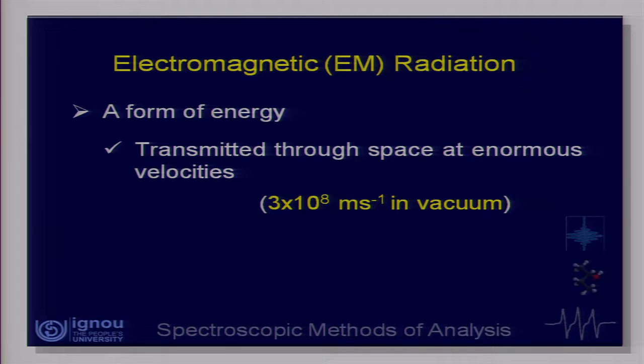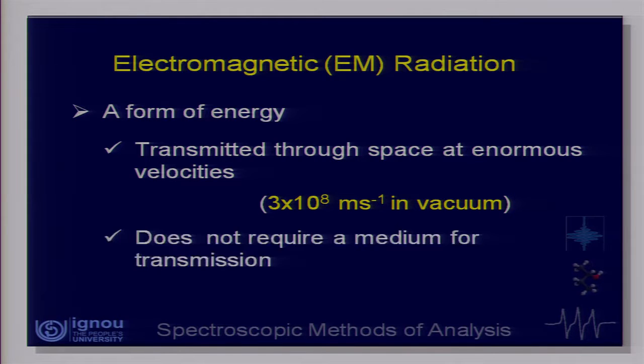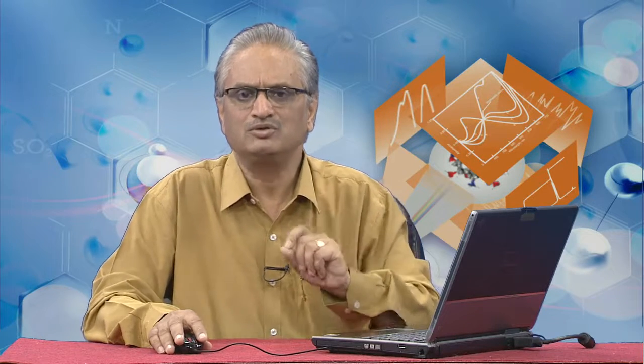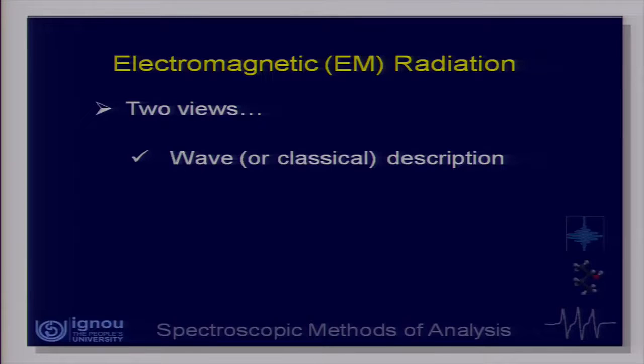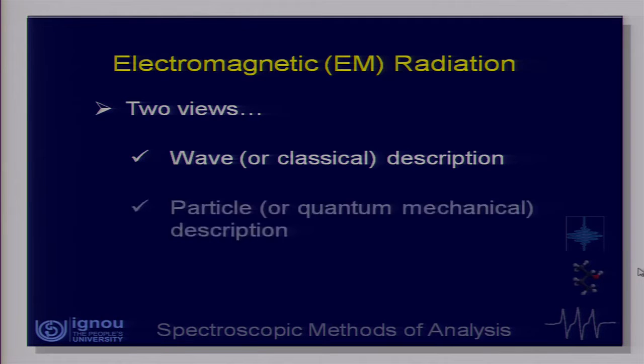Further, a very important characteristic of EM radiation is that it does not need any medium for transmission. Though a medium does affect it, it is not essential to have a medium because it can transmit through vacuum as well. Now, if you look into the historical perspective on electromagnetic radiation as we have today, essentially there are 2 descriptions of EM radiation. One is the classical or wave description, and the second is the quantum mechanical or the particle description. We recognize EM radiation more often than not in terms of the wave description or the classical description.